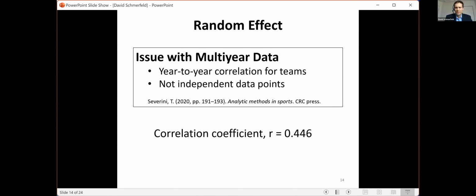I'm also going to make it a mixed model. That means I'm going to add a random effect. Here, each team is going to be a random effect. That's because there's a problem with multi-year data, and that's that each observation is not going to be independent. For example, in my data set, there's a lot of years where the Dodgers gave up a low number of runs, and there's a lot of years where the Orioles gave up a lot of runs. When you look at the year-to-year correlation coefficients for each team, it comes out to be 0.446. That confirms that the data points aren't independent. So to account for this, I'm making each team a random effect.